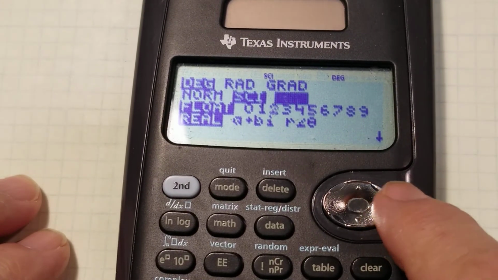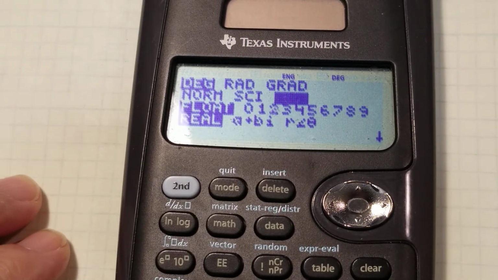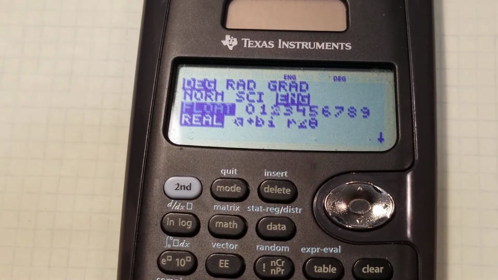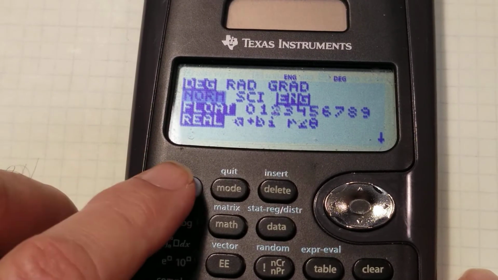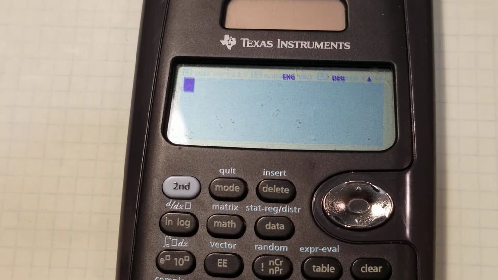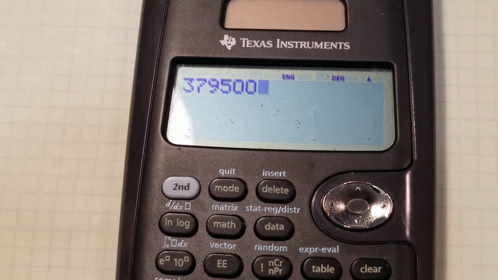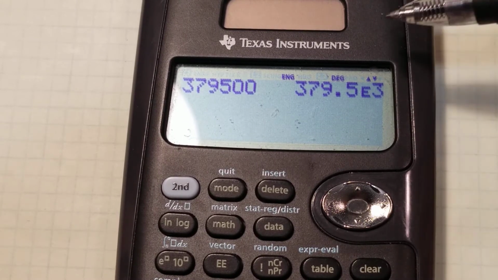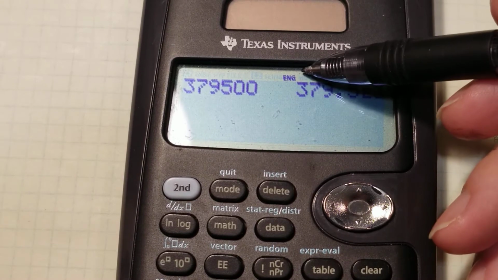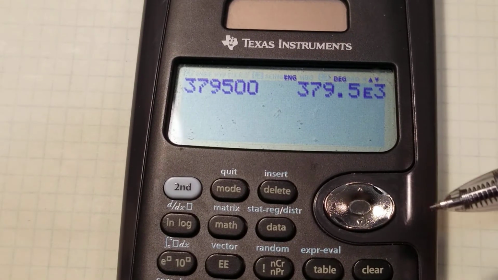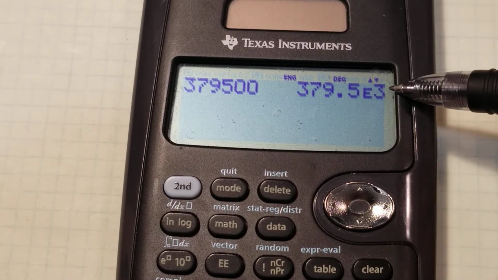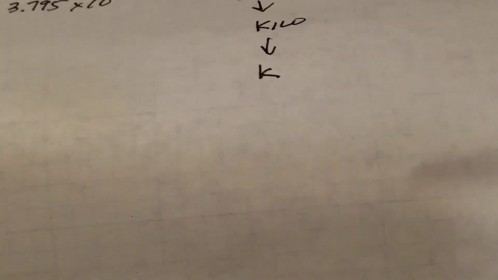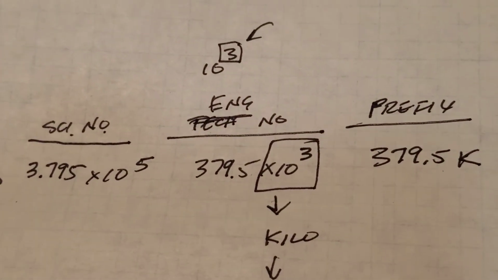Now let's take this same number and convert it to engineering mode. Toggle over to engineering, select enter. We're in good shape there. We enter that number, 379,500, my decimal form, and select enter. Now it is in engineering mode. How do I know that? I simply look up here and see there's ENG, which stands for engineering. What this means is 379.5 times 10 to the 3rd. As we look at our previous example, that's what we determined the number was.